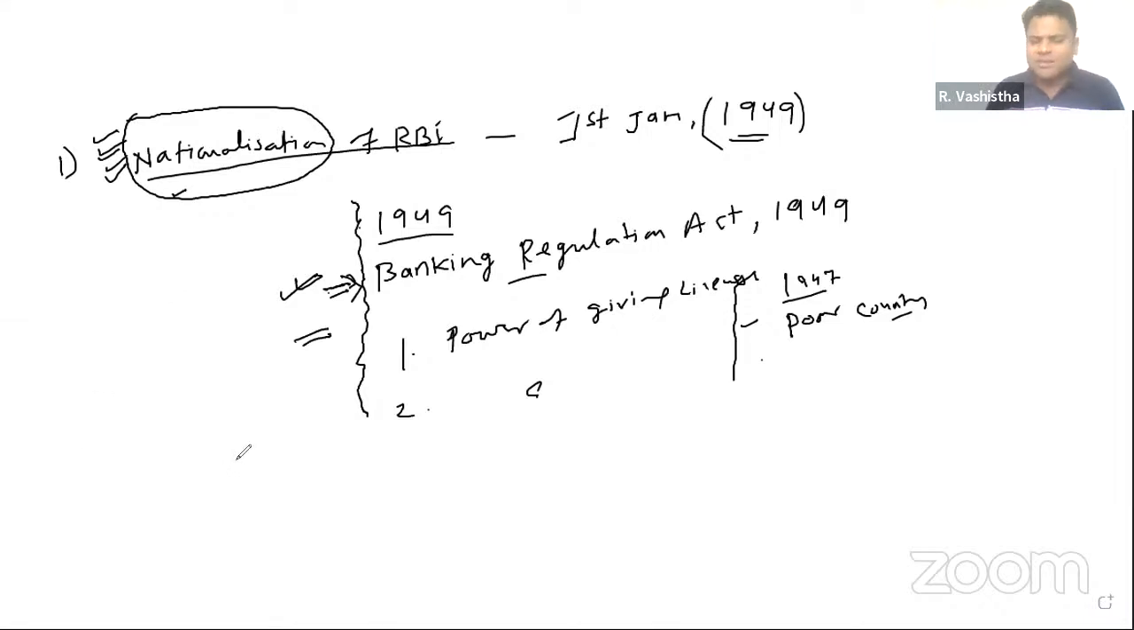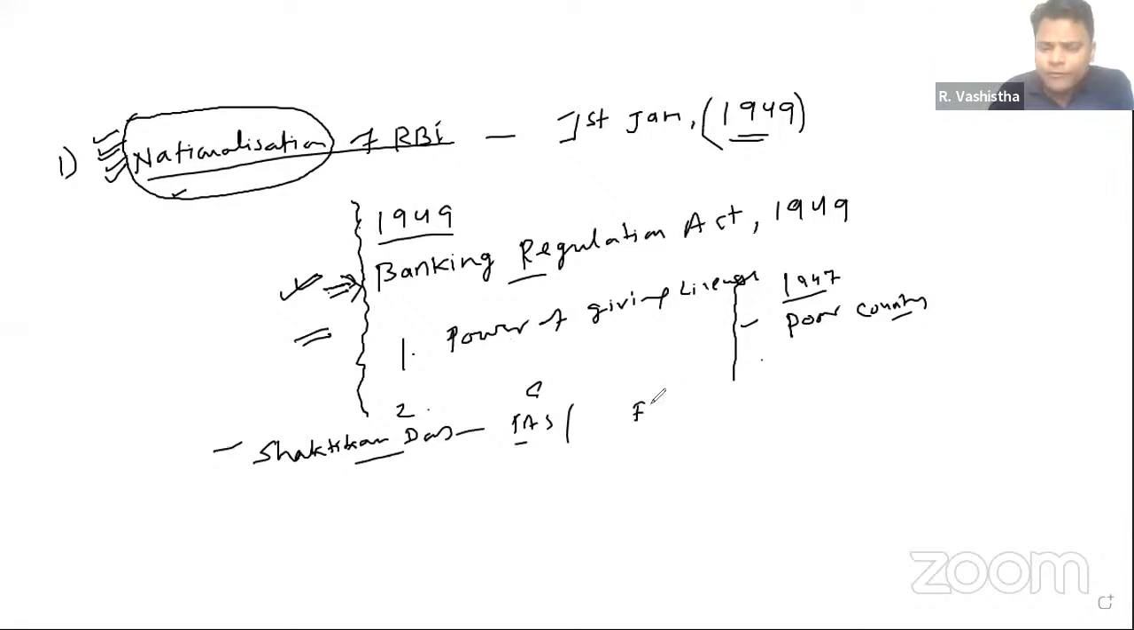And now there are some elementary facts, like you can be asked, who is the present governor of RBI? You know the present governor of RBI? This is Shaktikant Das. He is the present governor of RBI. He is an IAS officer from the state of Odisha, and he has been at the helm of affairs of Reserve Bank of India.